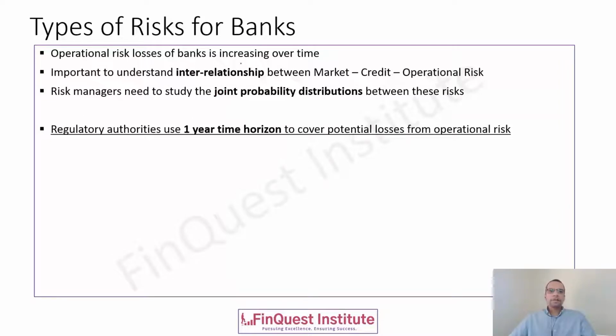Now, operational risks are increasing over time because the gamut of activities which the bank is doing is also increasing. As the bank's business size rises, they are going to be exposed to more and more operational risk. So they require a robust operational risk infrastructure in order to manage such risks. Further, from a risk modeling perspective, it is important to have a good understanding of the way in which market, credit and ops risk interact with respect to each other.